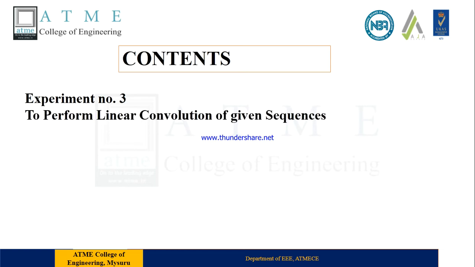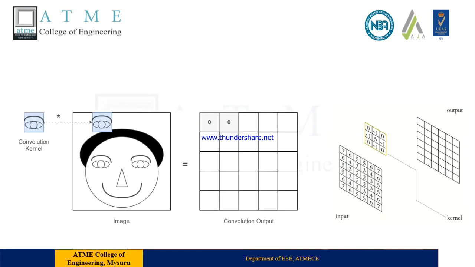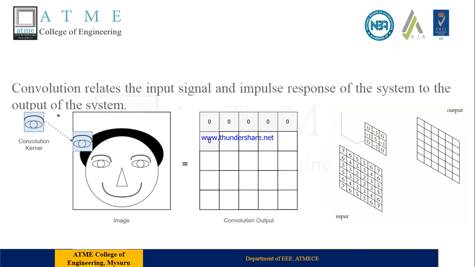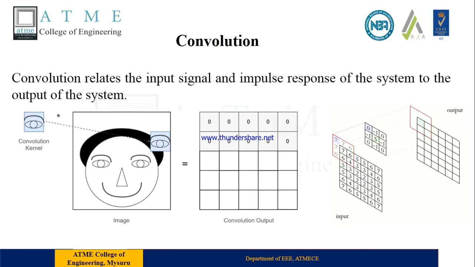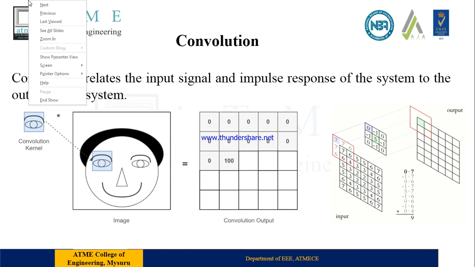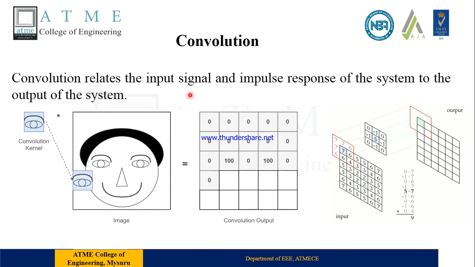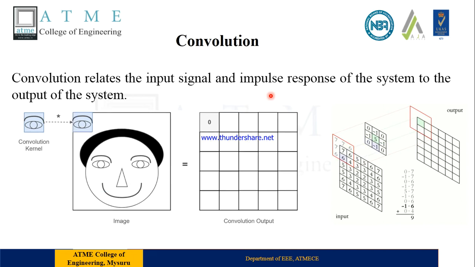So here we'll evaluate and check how two different sequences behave when we combine them, and how the output is basically going to perform. Before understanding linear convolution, let us first quickly walk through what a convolution basically means. Here we have a convolution that relates an input signal and the impulse response of the system, which gives you an output response.